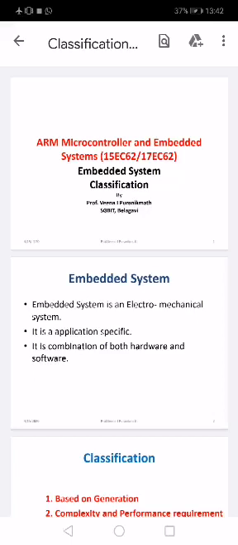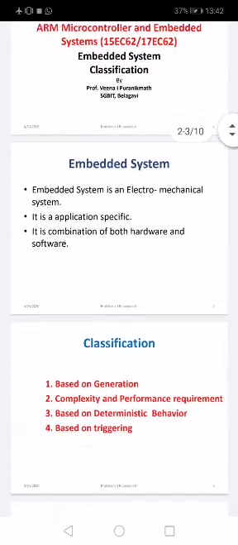Today we are going to study about the embedded system classification. So what is an embedded system? An embedded system is an electromechanical system that combines both hardware and software, and it is application specific. Based on the application, we are going to develop a system. It's not a general system.